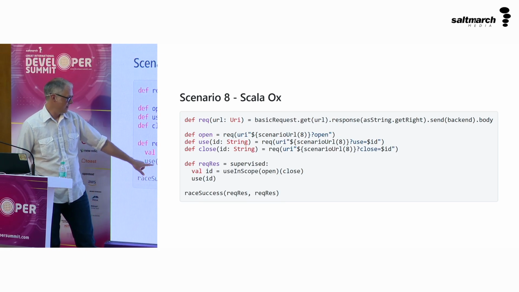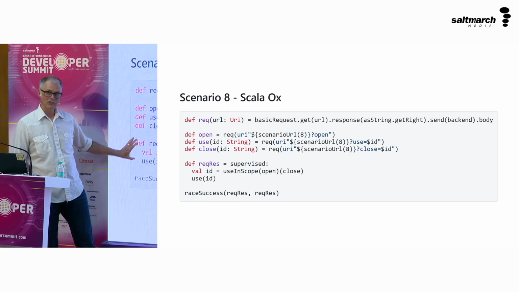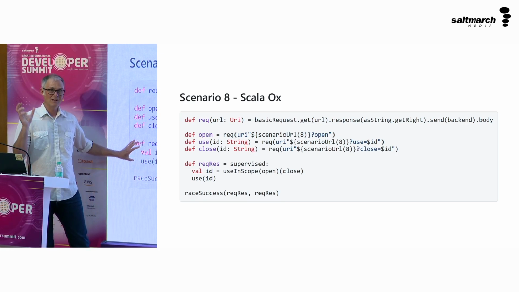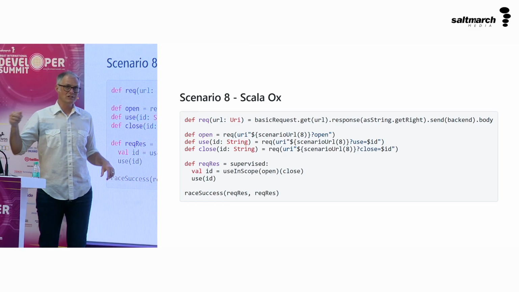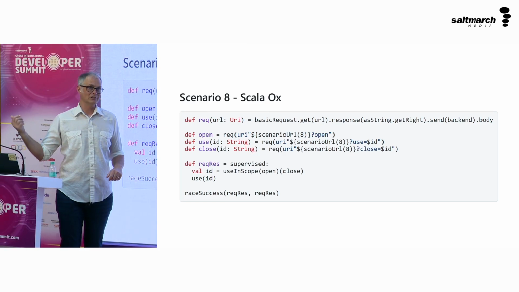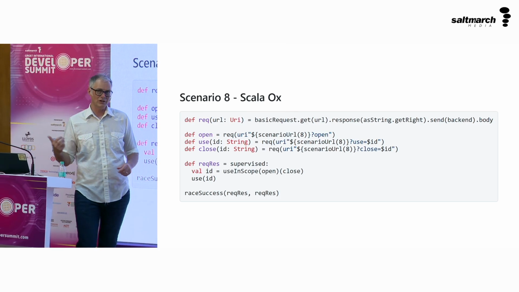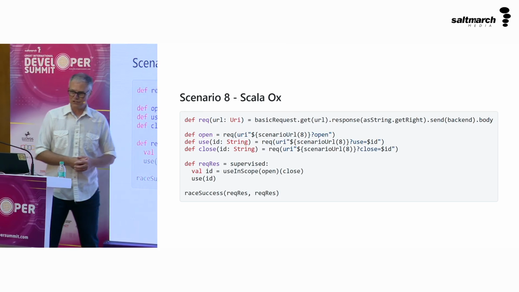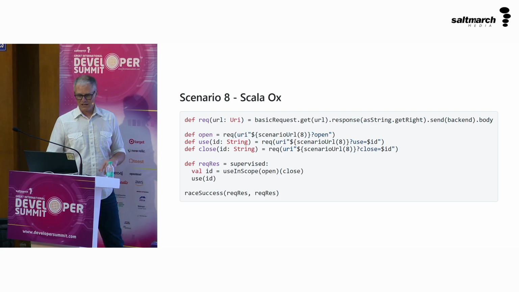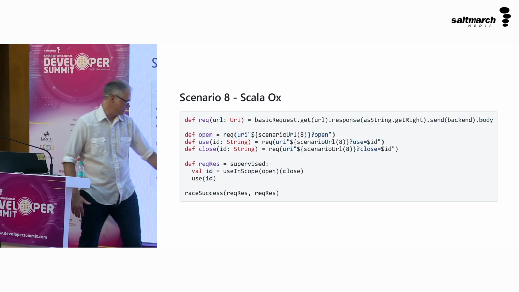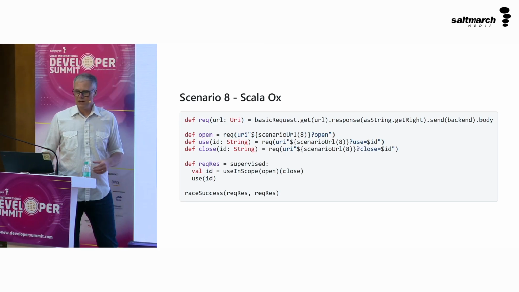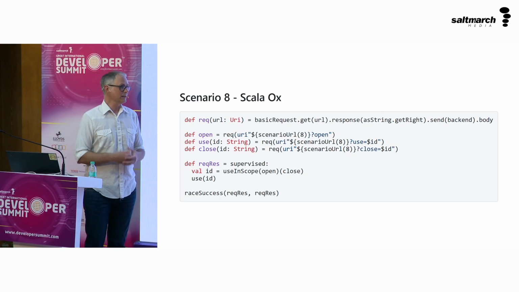So that's this one here. And this is my function that's supervised, meaning it's going to manage that useInScope. This is using scoped values underneath the covers that we'll talk about in a little bit, which is another feature of Java and structured concurrency, or Loom stuff in the JVM. And then finally, we're going to use the race success, and we're going to call 2 of those. So that all works. It completes the scenario.